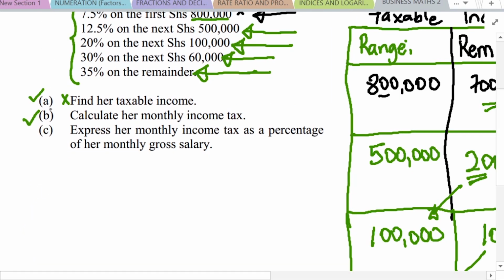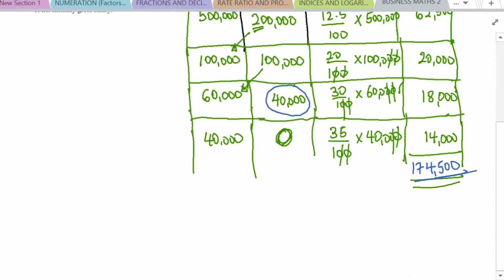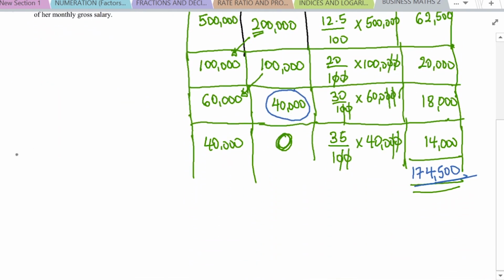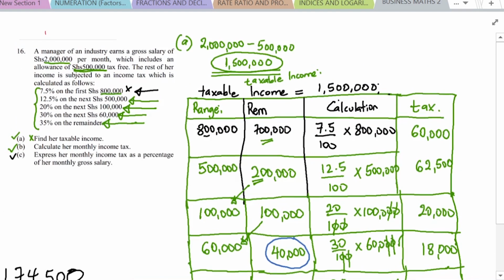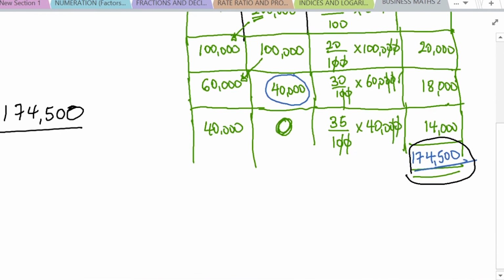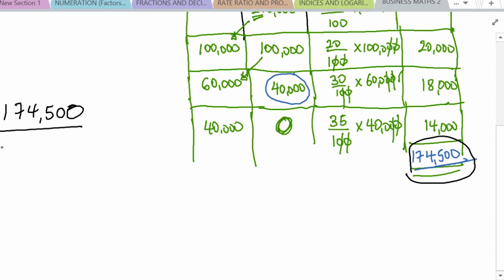So moving on to part C. Express her monthly income tax as a percentage of her monthly gross salary. So we have here her monthly income tax as 174,500. So we shall come here and say it's 174,500. We shall divide that by her gross income. Her gross income, according to the question, is 2 million. So we divide that by the 2 million shillings, which is her gross monthly income.